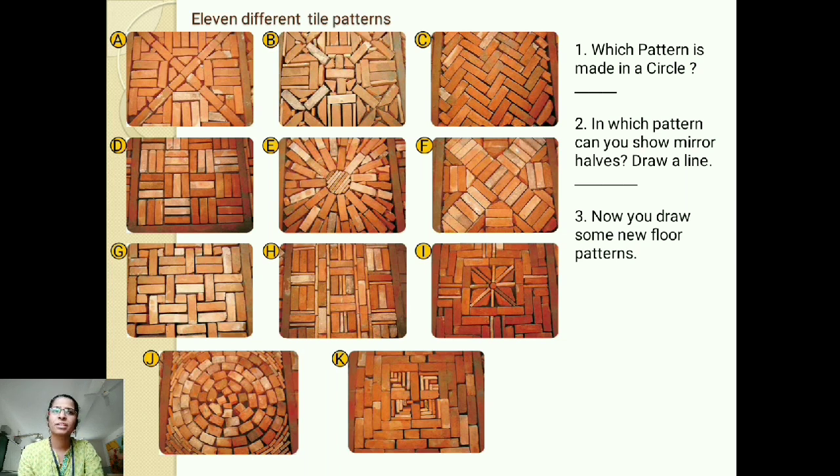Now which pattern is made in a circle out of these 11 patterns? Can you tell me? Yes, see, the J pattern is made in the form of a circle as the bricks are kept in a circular position. You could say that the E pattern is also looking like a circular pattern, but it is not; the bricks are not kept in a circular pattern, but it looks like rays going out of a small circle, like sun rays, right? So if the question is which pattern is made in a circle, the full complete pattern of J is made in the circle.